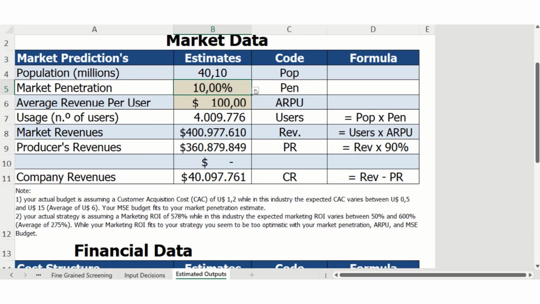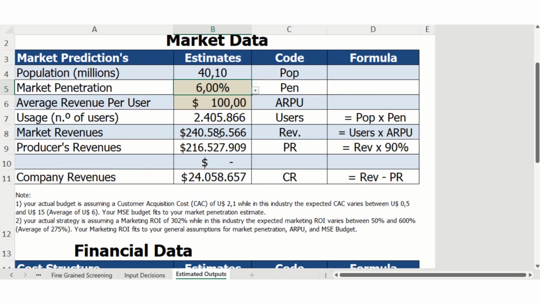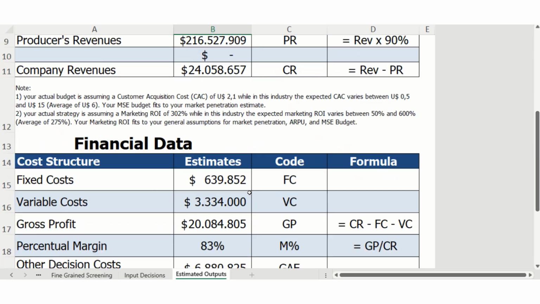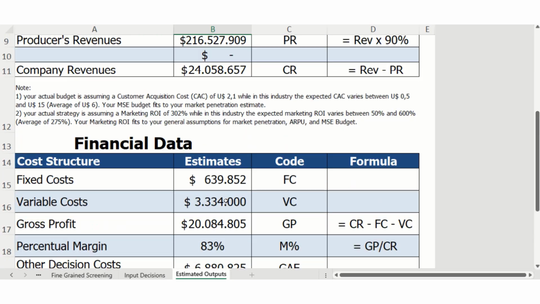So let's try something more reasonable. Let's put like a 6. Let's say that I will have the same performance as Brazil in terms of market penetration. In this case, I will still have an impressive profit in this target market.